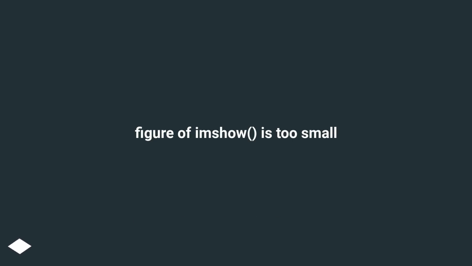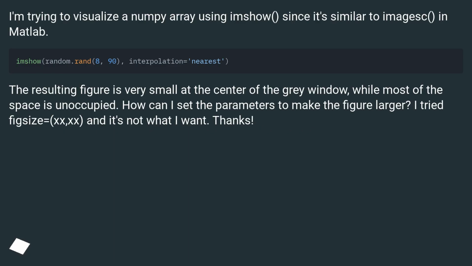Figure of imshow is too small. I'm trying to visualize a numpy array using imshow since it's similar to images in MATLAB. The resulting figure is very small at the center of the gray window, while most of the space is unoccupied. How can I set the parameters to make the figure larger? I tried figsize equals 20, 20, and it's not what I want. Thanks.